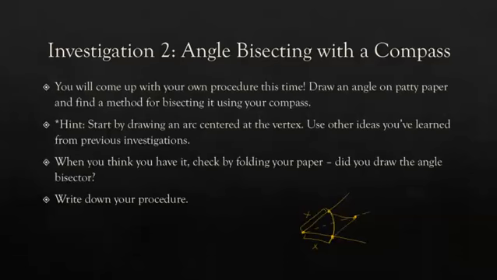When you think you have it, check by folding your paper and see if that angle bisector is in the crease when you put both angles sides on top of each other. Make sure you write down your procedure when you get it all situated. I want you to pause the video and try this on your own before you see the answer.